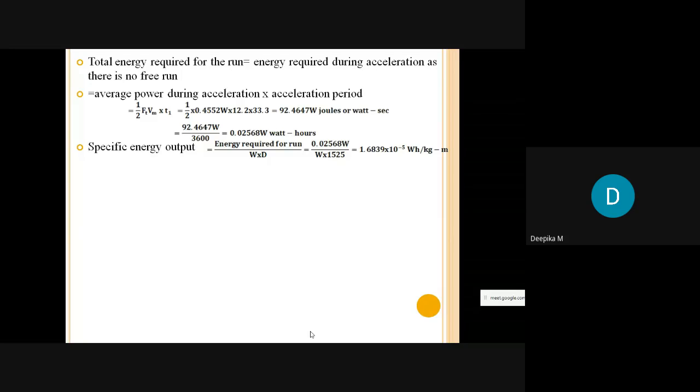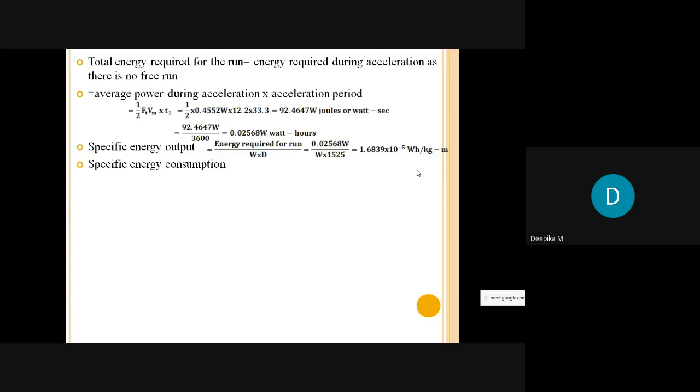So let us do it again. Therefore W and W get cancelled. Hence we will get the value 1.6839 into 10 to the power of 5 watt hour. It is not W again, it is watt hour per kg meter. So this is the specific energy output, because W and W cancel out here, and that is actually the unit.